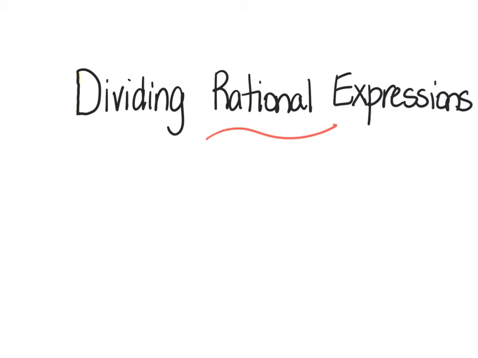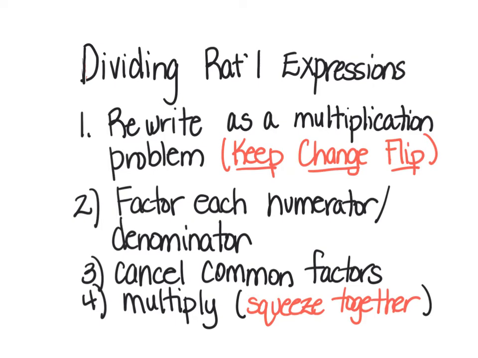When you actually divide fractions in math, it's not really a division process. It's a multiplying by the reciprocal. So let's look at what that really means. The steps for dividing rational expressions are to rewrite as a multiplication problem. Keep, change, flip is the way I like to think about it. And this step is the key, because once you do that step, you've changed it to a multiplication problem and you already know how to do that.